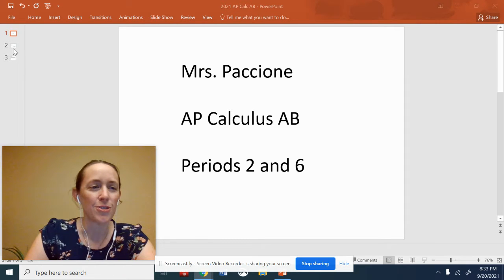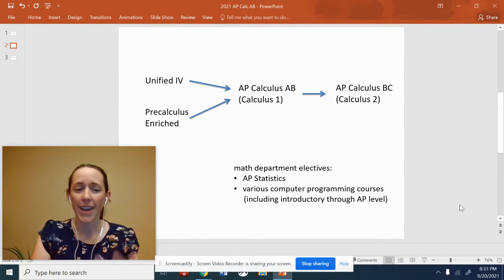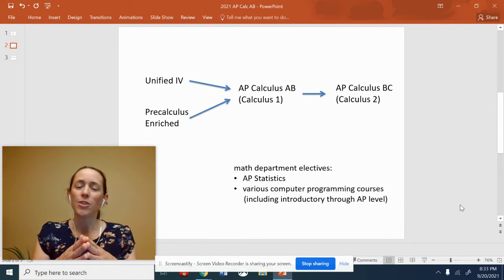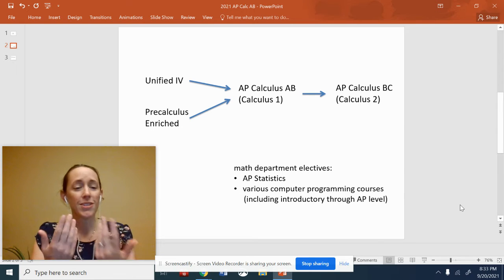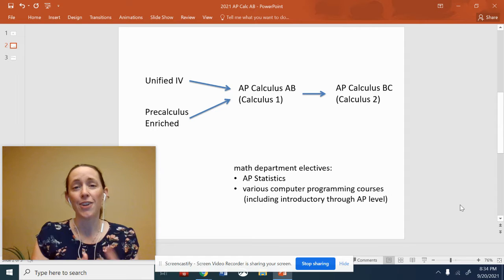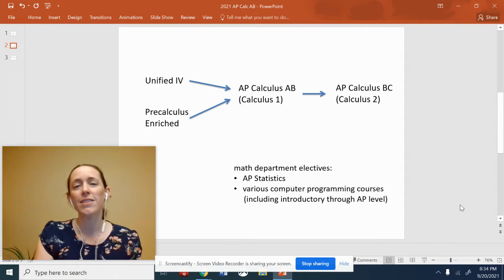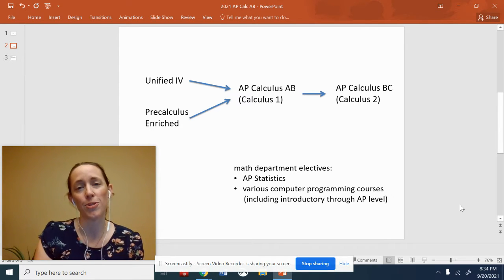The first thing I like to do is go over the sequence of courses that have led your students to AP Calculus AB. In order to be in AP Calculus AB, which is essentially Calculus 1, your child should have successfully completed last year either Unified 4 or Pre-Calculus Enriched, and this year we joined together for AP Calculus AB. If your child is a junior this year, then we are headed toward AP Calculus BC next year, which is college level Calculus 2.